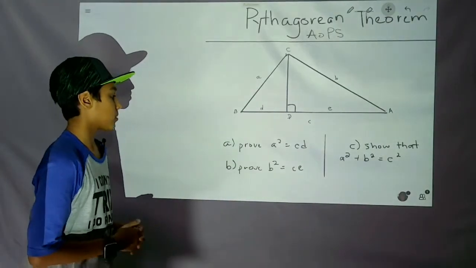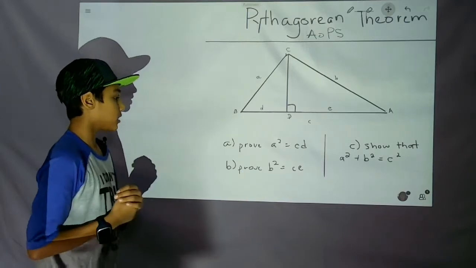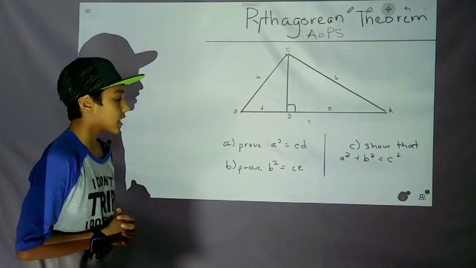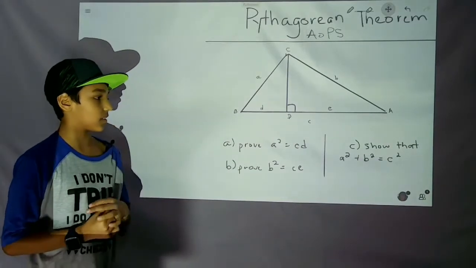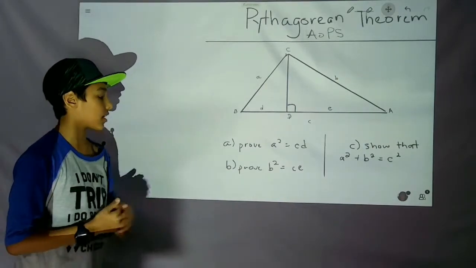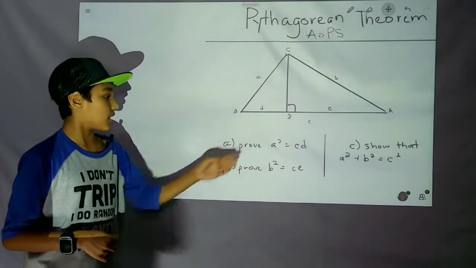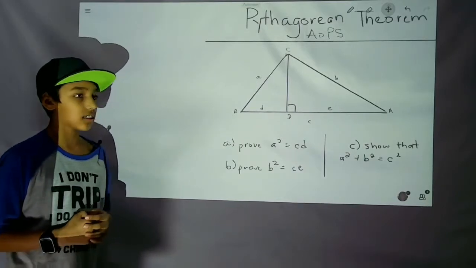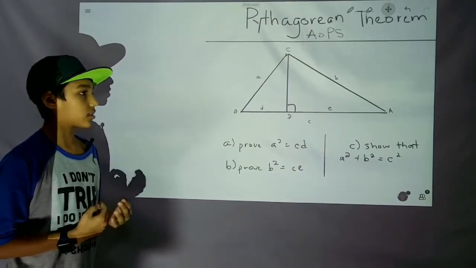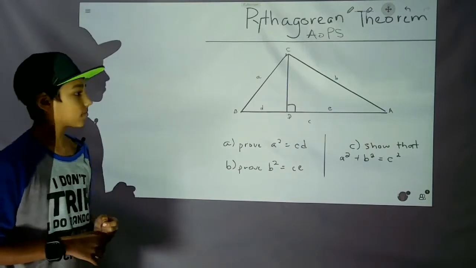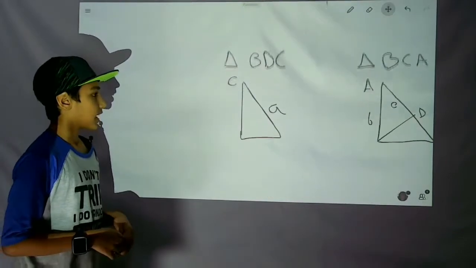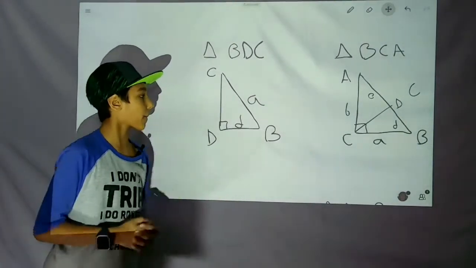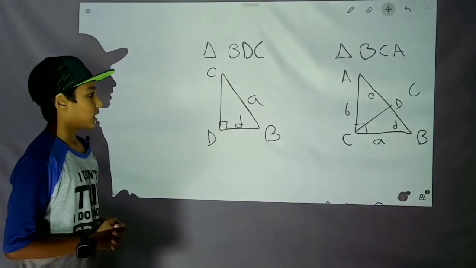So let's get started on our first problem. We're asked in A to prove that a squared equals cd, and B says to prove that b squared equals ce, and C says to show that a squared plus b squared equals c squared, given this triangle here. So in order to prove A, we need to find the corresponding sides. And to make that easier, we need to find the triangles that match up to each other. So we go down here, and right here we have BDC and BCA. So now we find the corresponding sides.